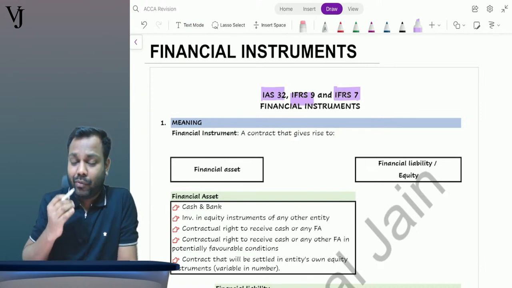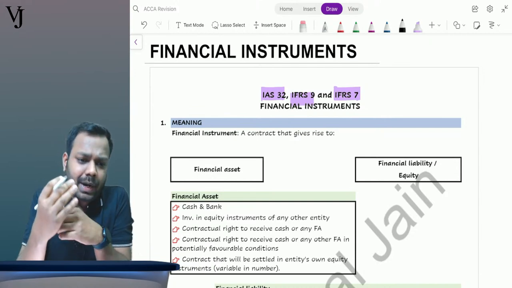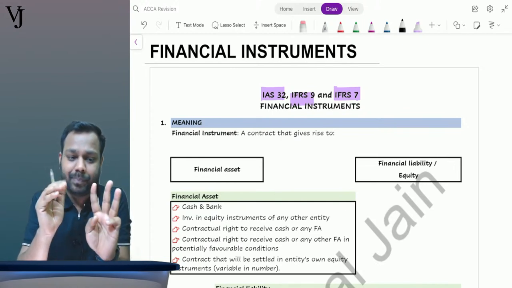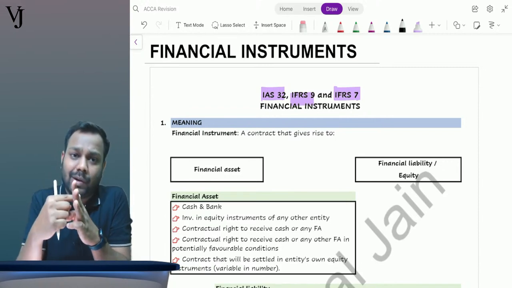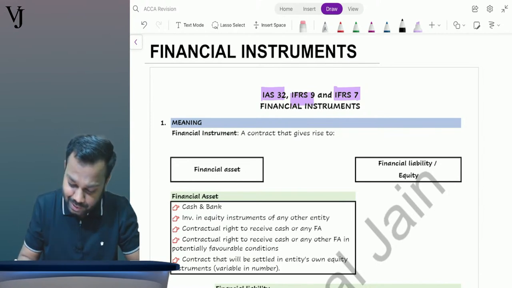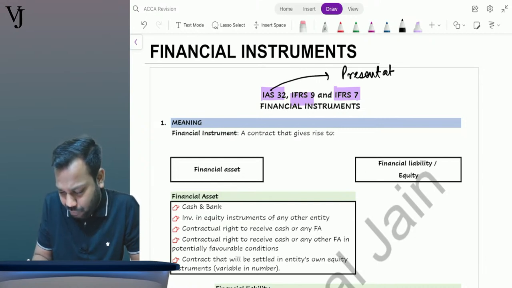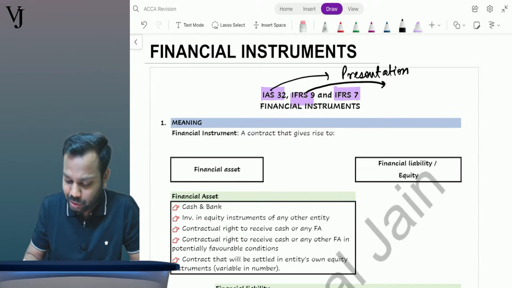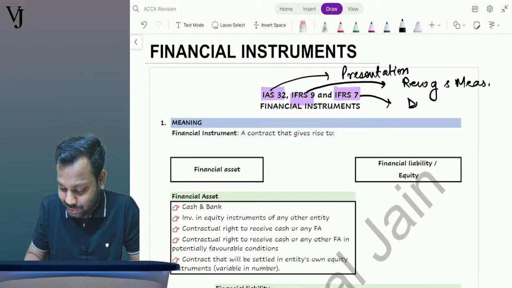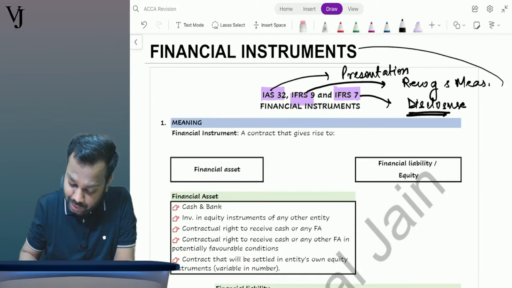First of all, let's understand what exactly is the coverage of each standard. Generally, whenever we study any standard, be it property, plant, and equipment, or investment property, or intangible assets, or any other standard, each standard has three things: recognition principle, measurement principle, and disclosures. In this topic of financial instruments, they are covered in different standards. IAS 32 talks about the presentation of financial statements. IFRS 9 talks about the recognition and measurement principle of financial instruments, and IFRS 7 talks about the disclosures of financial instruments. So this is the coverage of these three standards.